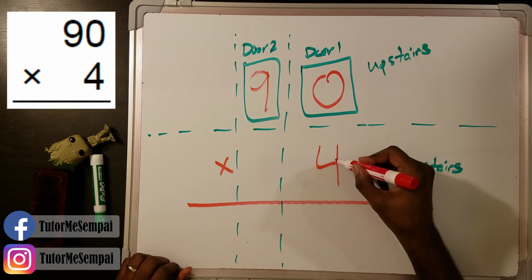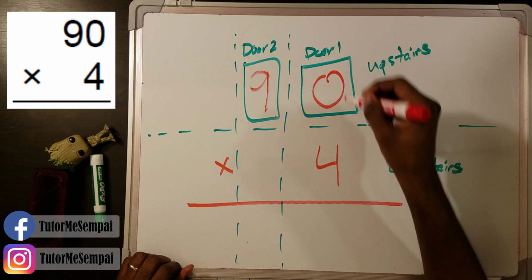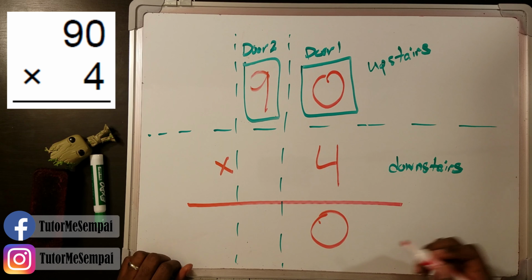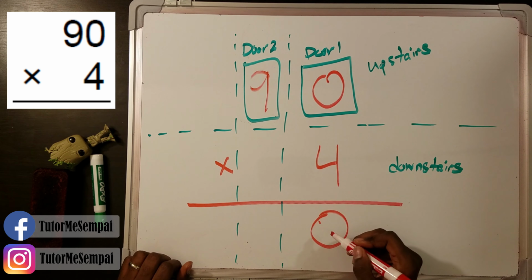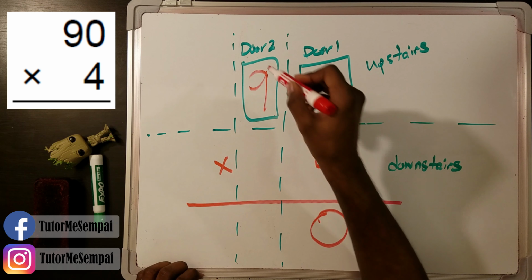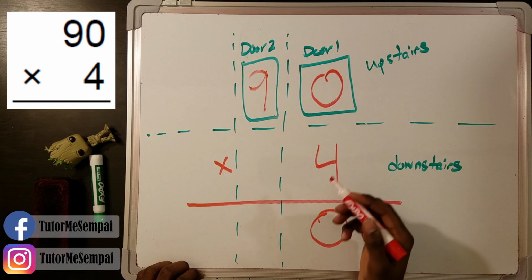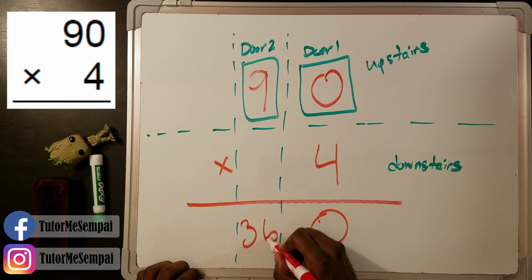So if we did that, what's 4 times what's in door number 1? 0. So 4 times 0. We're going to put that here. 4 times 0 is going to give us 0. So we put it in the ones place. We're working in the ones place. So now that we're done with door number 1, we can multiply 4 by what's in door number 2, which is 9. So 4 times 9 is 36. Now you might be tempted to put 36 here.